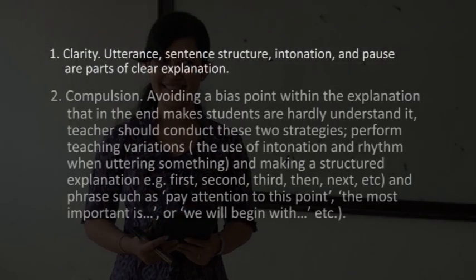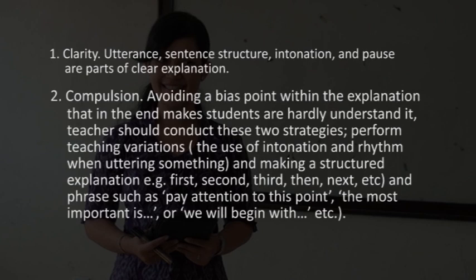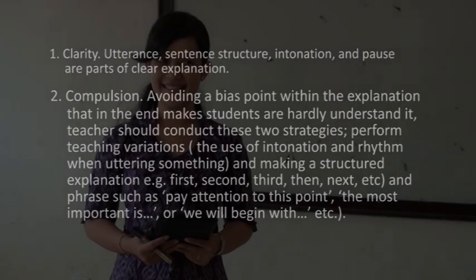Good. The second is compulsion. Avoiding a bias point within the explanation that in the end makes students hardly understand it, teachers should conduct these two strategies: performing teaching variations and making a structured explanation. Teaching variation involves the use of intonation and rhythm when uttering something. Meanwhile, a structured explanation includes paraphrasing the material and performing cues and phrases such as "pay attention to this point," "the most important is," or "we will begin with," etc.